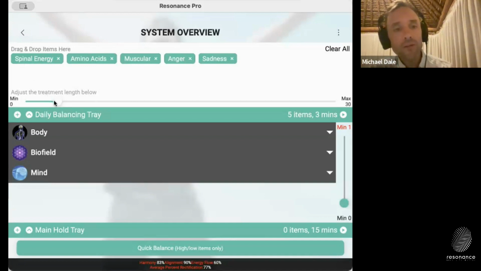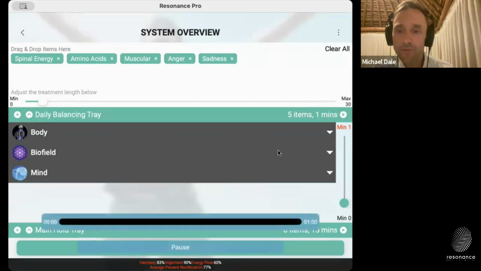Okay. Because we're just doing a demonstration here, I'm just going to do 1 minute on the daily balancing tray, and let's see how the percentage rectifications are altered by this. At the moment, we're harmony 83%, alignment 90%, and energy flow 60%. So we've got an average percentage rectification of 77% overall. So let's do our balancing now and see what happens.